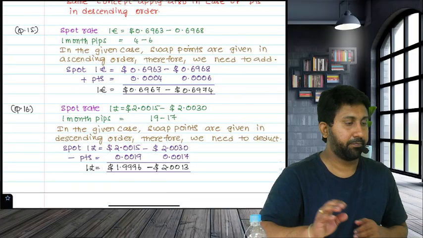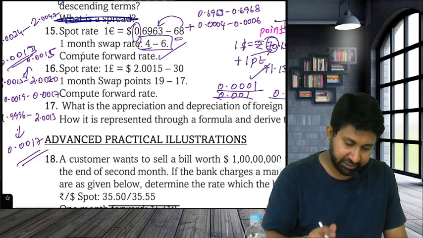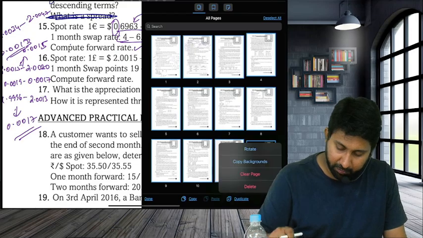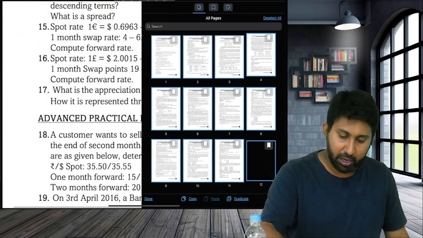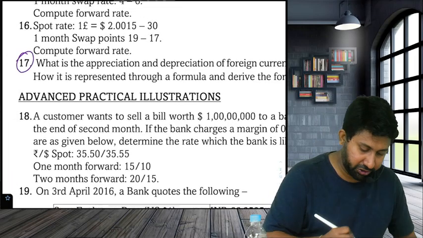Completed writing? So now we completed problem number 15 as well as 16. So with this we have completed problem number 15 and problem number 16. Okay. Now we are left with only one concept in the basics. 17th question. What is that?